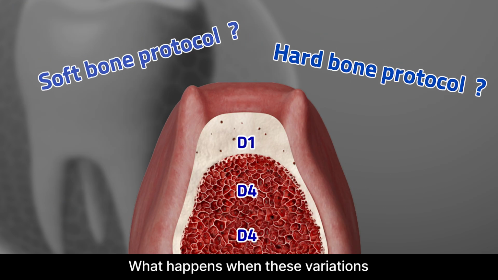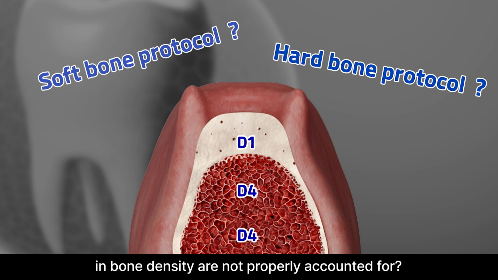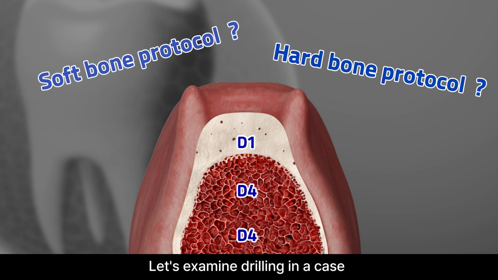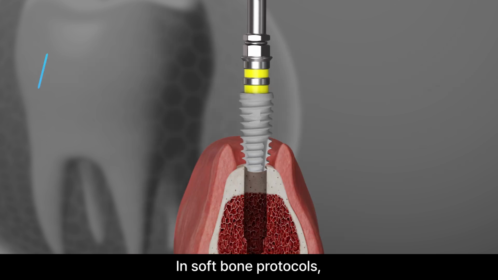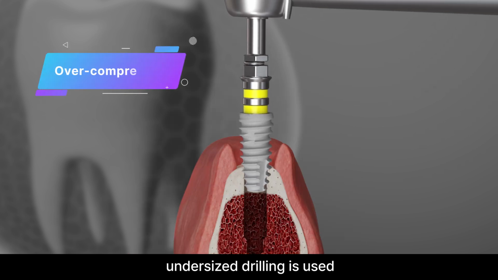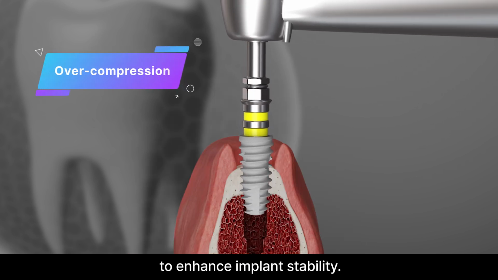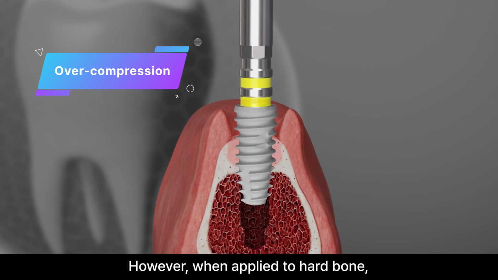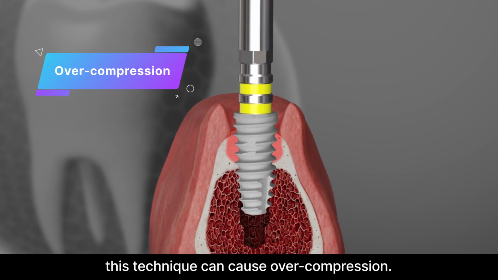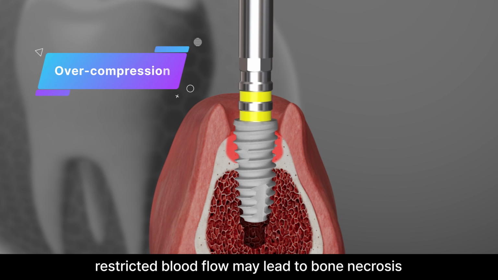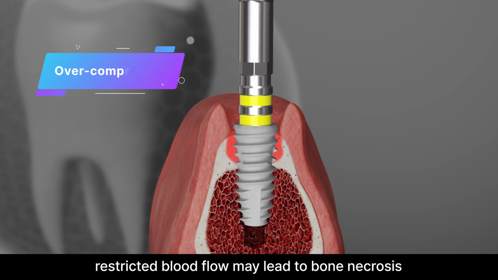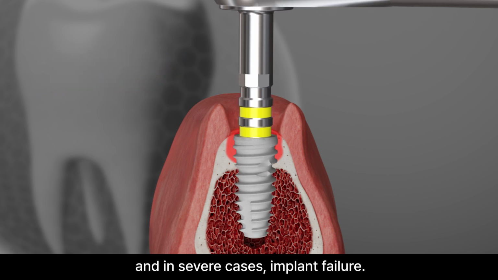What happens when these variations in bone density are not properly accounted for? Let's examine drilling in a case where hard and soft bone coexist. In soft bone protocols, undersized drilling is used to enhance implant stability. However, when applied to hard bone, this technique can cause overcompression. As a result, restricted blood flow may lead to bone necrosis and, in severe cases, implant failure.